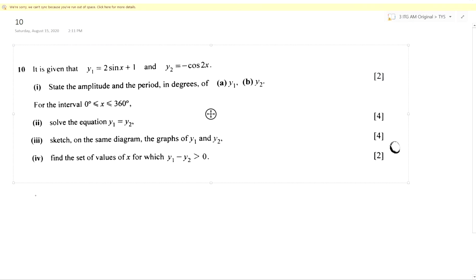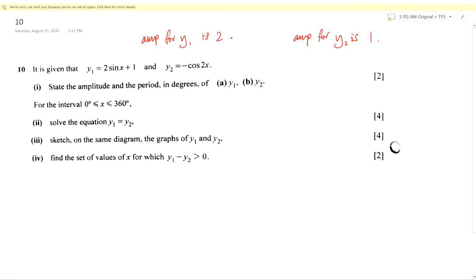Okay, so for 10 part 1, to find the amplitude for y1 and y2. So the amplitude is given by the modulus of the coefficient of the trig function. So in this case, amplitude for y1 is 2, whereas the amplitude for y2 is, so instead of negative 1, we're going to put positive 1. We're going to modulus the negative 1. Okay, because the amplitude is a scalar.